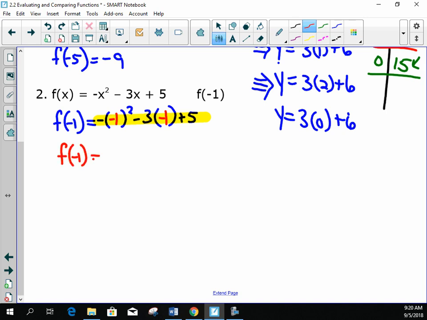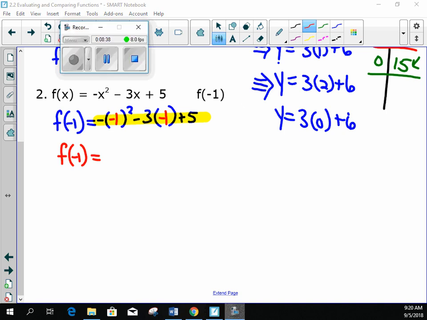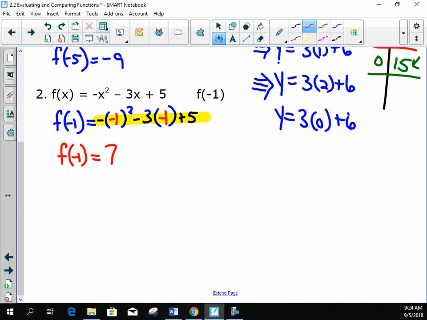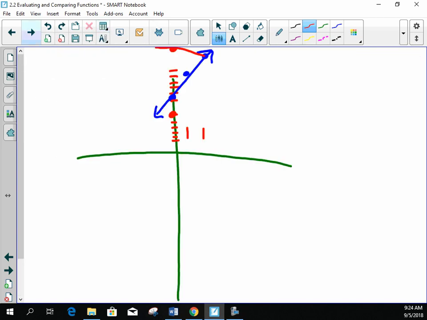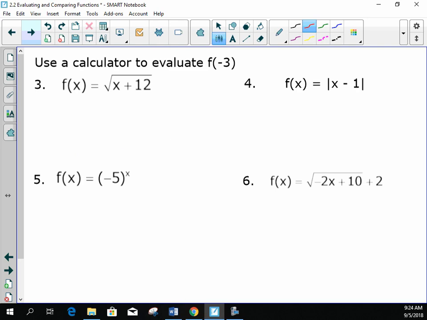F of negative 1 equals what, kids? Yes, we put it in the calculator. We find that f of negative 1 equals 7. Okay, now, again, we use the calculator for these.